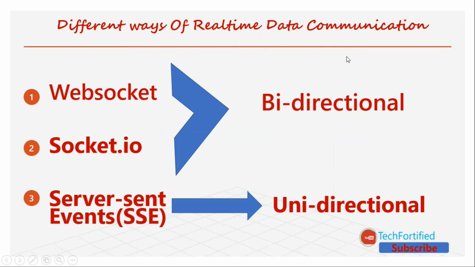We have different ways of real-time data communication. We have WebSocket, we have socket.io, we have server-sent events. Now, what is the difference between WebSocket, socket.io, and server-sent events? The difference is that WebSocket and socket.io are bidirectional, that is, the client can send data to the server and the server can send data to the client as well. There are scenarios where you need to push data only from the server side down to the client application. Things like maybe a notification system, or you want to notify a user's friends that a user has come online.